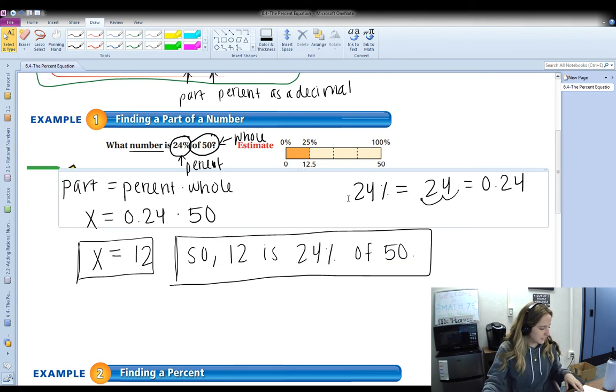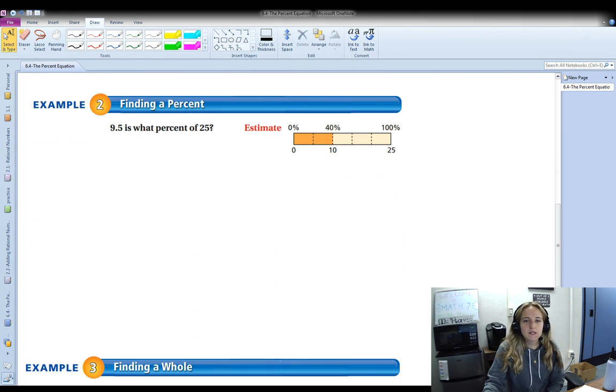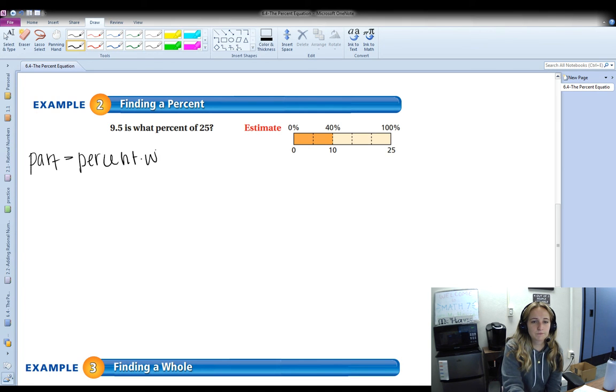Let's look at another example that is actually going to have a solve for x this time. Finding a percent, okay? So again, let's write our equation. It's going to be part equals the percent times the whole. Then it says 9.5 is what percent of 25? We do not know the percent, so that's going to be x. Of 25, so that's going to be our whole. And that means our part is going to be right here.